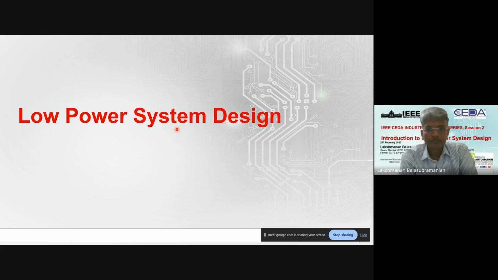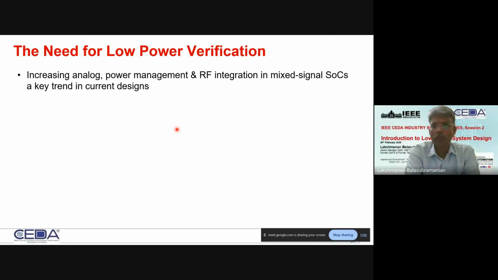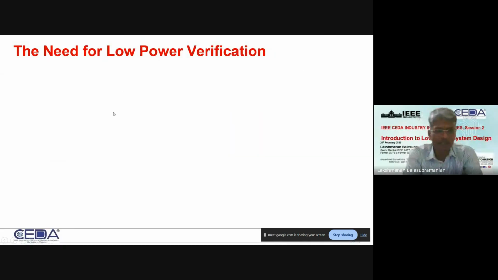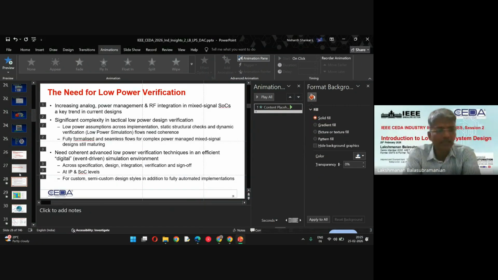Here, I will not get into complete system design. I'll give you a framework for low power system design. What is the need for low power? This slide, I think it got swapped here. I'm sorry, I'll just ignore it for the time being.